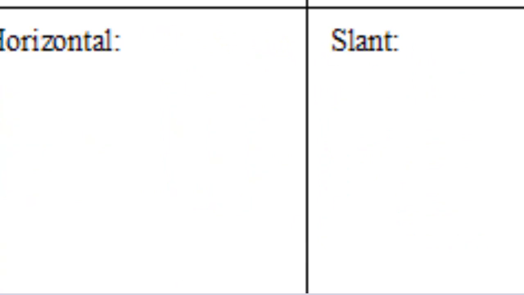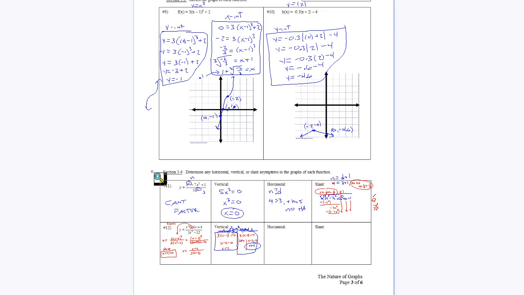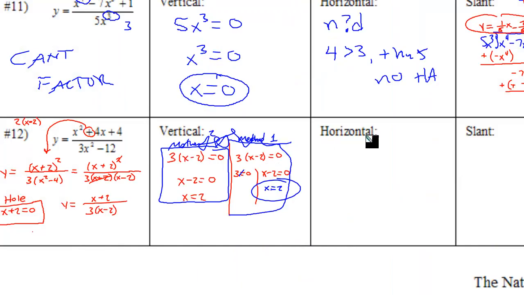Horizontal. Let me zoom out here so we can see this a little bit better. To find horizontal, you're going to compare n to d. Now n and d, you have two options. You can pick the n and d from the original, 2 and 2, or you can pick n and d from what's left, which is 1 and 1. It does not make a difference. 1 is equal to 1. Hence, we have a horizontal asymptote at y equals a over b.